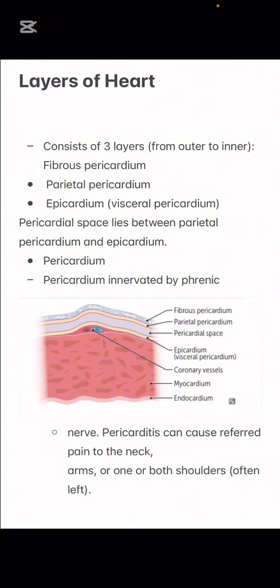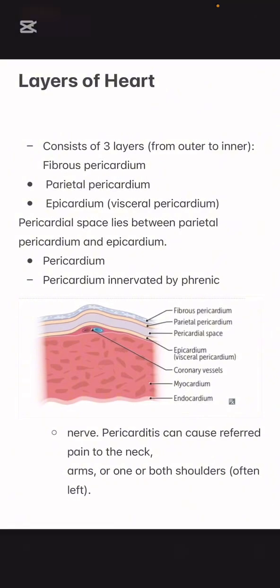So in STEMI, as we have studied, all three layers are affected, but in NSTEMI only the endocardium is affected. So this is all about the layers of the heart.